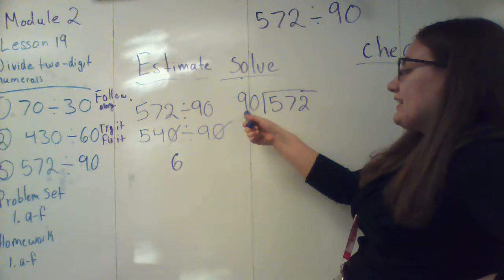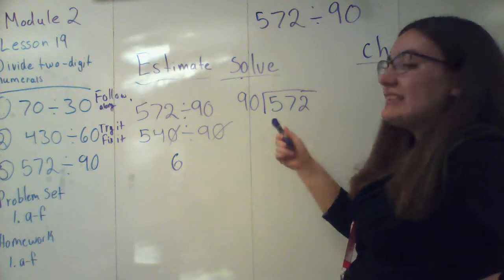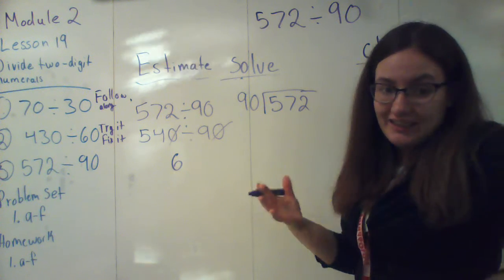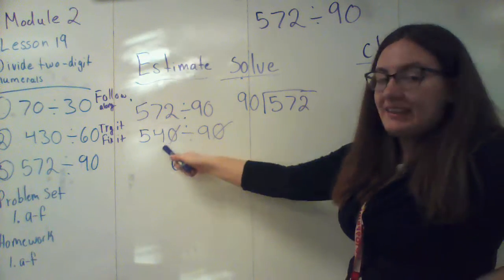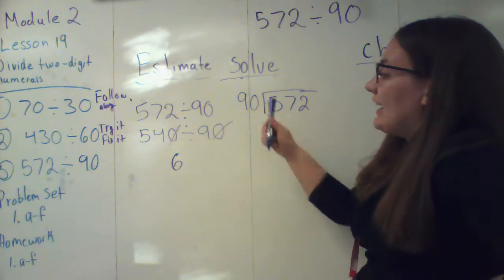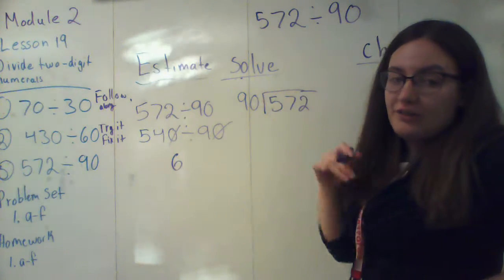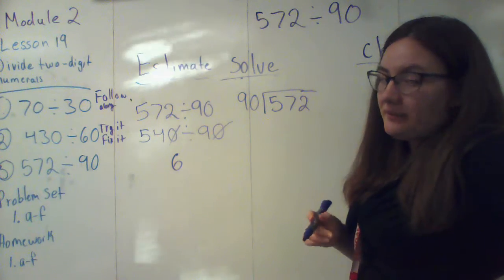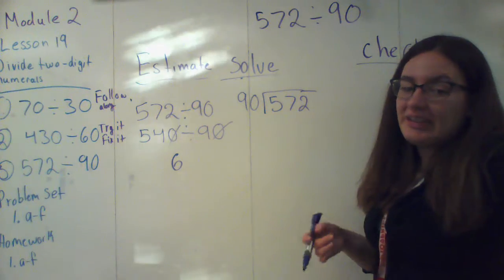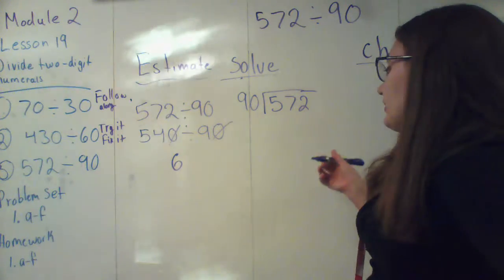And then I go through this, I think, can 90 go into 5? No, it can't. Can 90 go into 57? No, it can't. And can 90 go into 572? Yes, it can. And remember, you already did some of the work. So I said that 90 times 6 is 540. 540 does not go over 572, so that number is perfect. If you were to try to do 9 times 7, you would get 63, and that's too far over, so I can't choose that number.